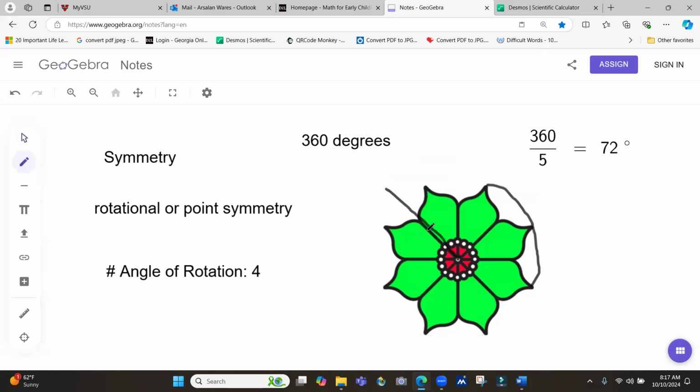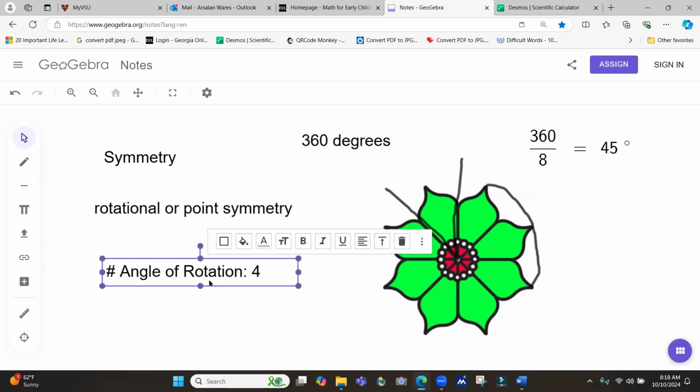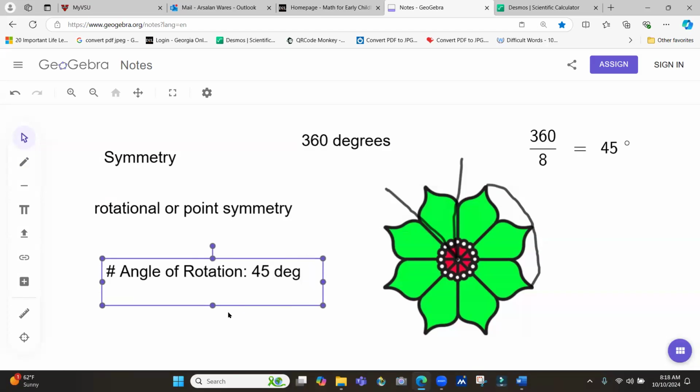Well, how many pieces are around the center? There are 8 pieces. I'm just going to label one piece. This is one piece, and there are 8 of them: 1, 2, 3, 4, 5, 6, 7, 8. You're going to take your same 360 degrees, and this time divide it by 8. And that turns out to be, if I'm not mistaken, 45 degrees. So for this shape, the angle of rotation will be 45 degrees. For the previous shape, it was 72 degrees.